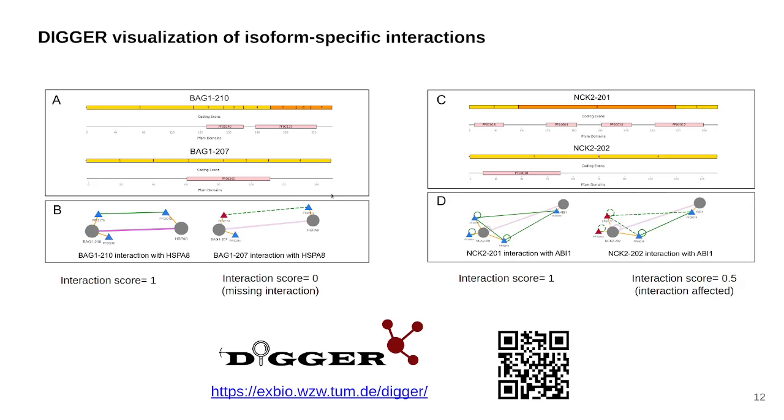So this is how it looks. This is an example screenshot from DIGGER. You can see here two transcripts from the same gene, and one of them is missing this domain over here, and you could see all interactions that are affected. Here we visualize only one interaction and two missing domains. We also provide a score that basically tells you how confident we are of these isoform specific interactions.